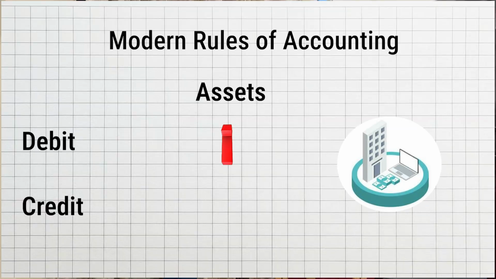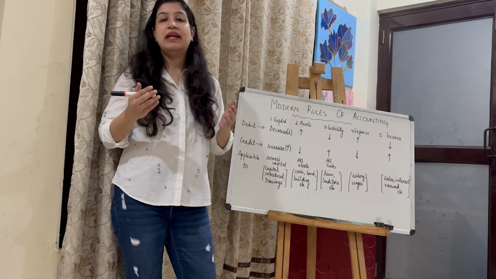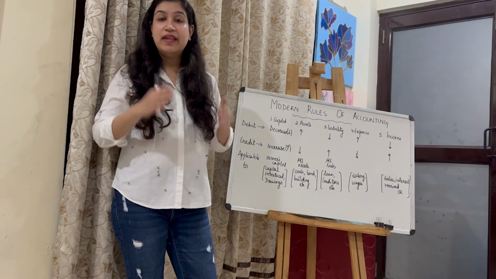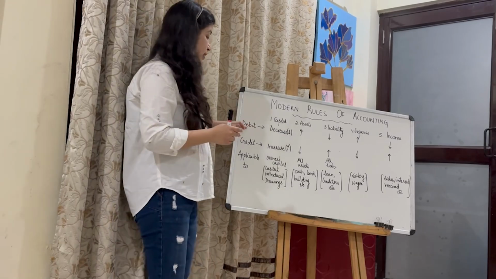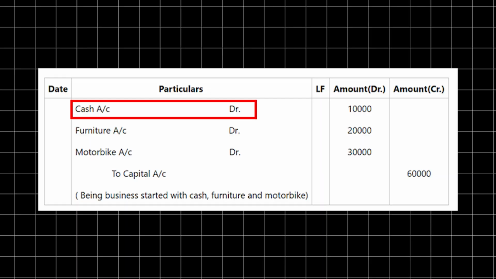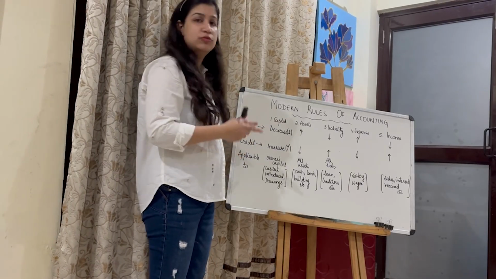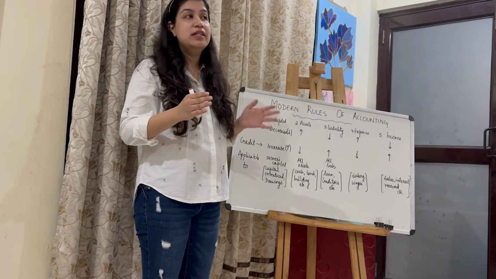Secondly, if there is an increase in an asset, it will be debited. If there is a decrease in an asset, it will be credited. Say for example, cash. If our cash is increasing, say Mr. Suresh has given us cash, in that scenario cash is increasing. If cash is increasing, it will be debited. So cash account debit. Or we have purchased a building, so building is increasing in that scenario. So building account debit to whatever, you can do it in any way.